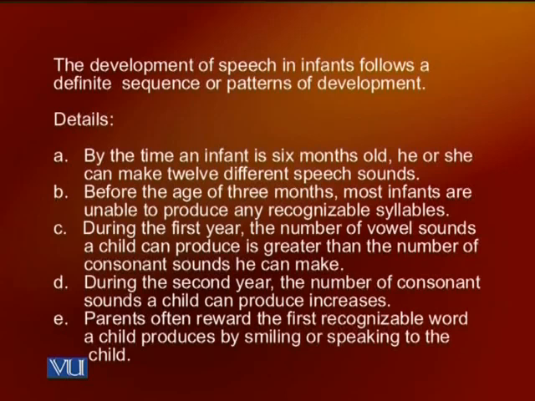A, by the time an infant is 6 months old, he or she can make 12 different speech sounds. B, before the age of 3 months, most infants are unable to produce any recognizable syllables. C, during the first year, the number of vowel sounds a child can produce is greater than the number of consonant sounds he can make. D, during the second year, the number of consonant sounds a child can produce increases. E, parents often reward the first recognizable word a child produces by smiling or speaking to the child.